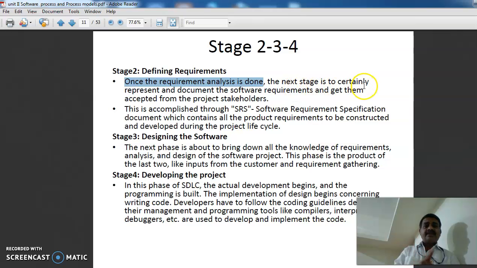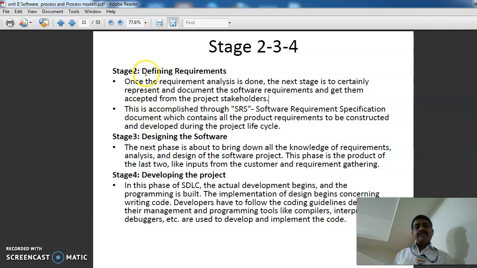The next stage is certainly to represent and document software requirements and get them accepted by the project stakeholders. This is accomplished through the SRS, the software requirement specification document, which contains all the product requirements to be constructed and developed during the project life cycle. All the customers' requirements are defined in the defining requirement stage.